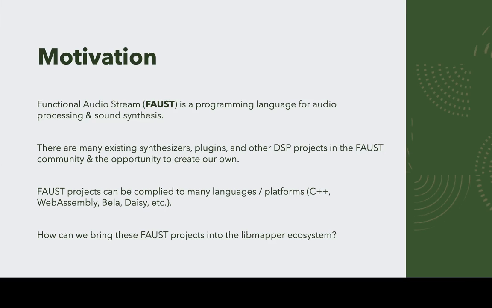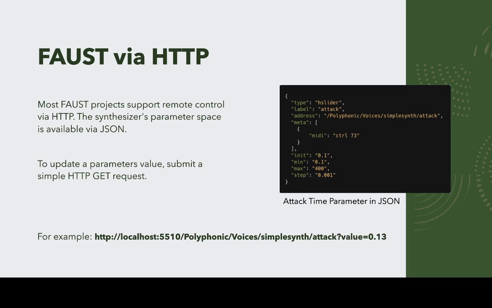One of the main features of FAUST is that any FAUST project can be compiled to many different languages or platforms. I've listed some examples such as C++, WebAssembly to deploy to the web, Bela, and Daisy, and many, many more. So the question that we ask is, how can we bring FAUST projects into the libmapper ecosystem? The way we do this is with FAUST via HTTP control.